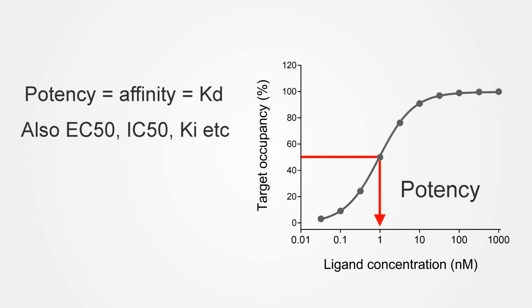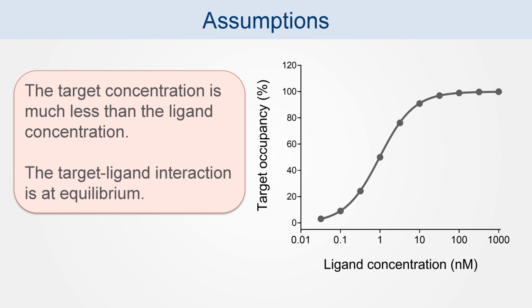Now, let's talk about assumptions underlying this analysis. The first assumption is that the target concentration is much less than the ligand concentration. In other words, the ligand is in large excess over the target. The second assumption is that the target-ligand interaction has reached equilibrium. This means the binding kinetics are fast relative to the incubation time.